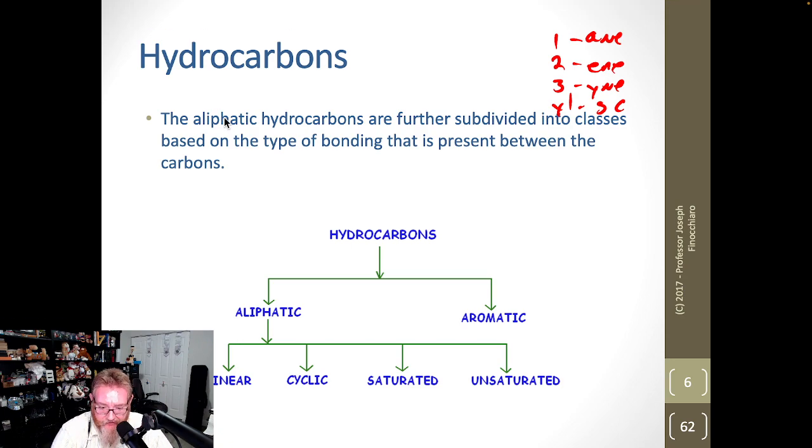So, aliphatics, or chains. Okay, chains can be divided on the type of bonds that are present. Single bond, double bond, triple bond, or it might be a side chain.